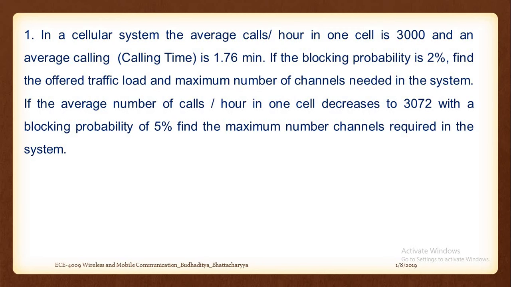So offered traffic load is one. Second is the maximum number of channels needed in the system, so C is also on. That is because we are calculating for one cell. Here you don't have to multiply or anything. That's what I told you. In the last problem we had 100 cells, so we had to multiply. In this case, it's one cell only.